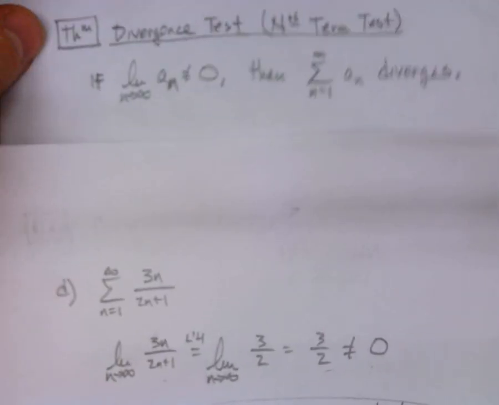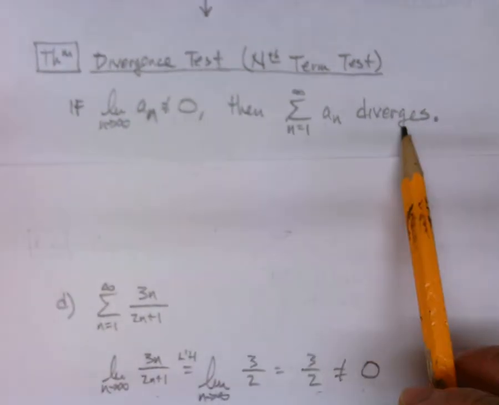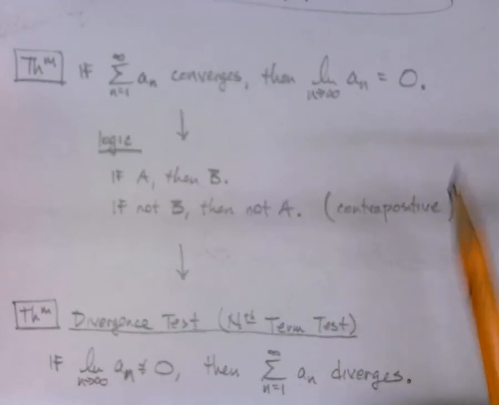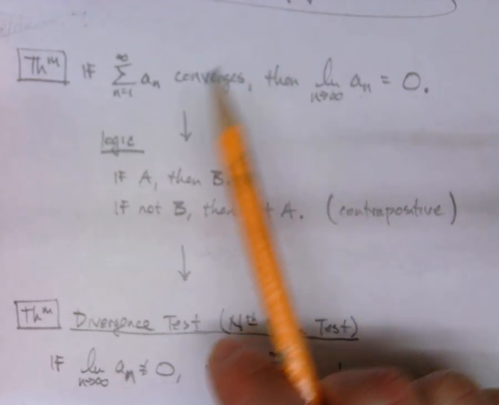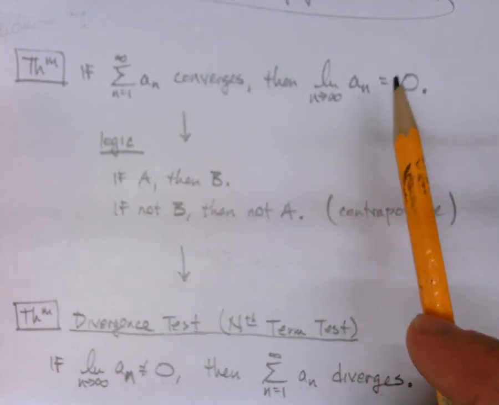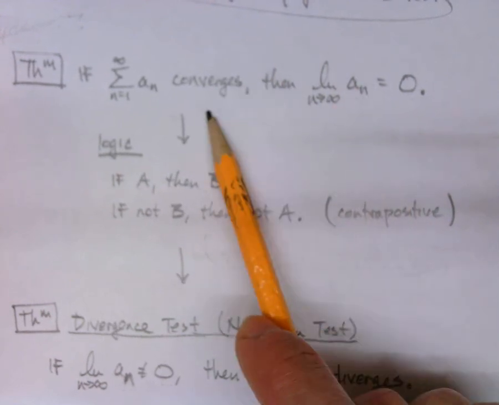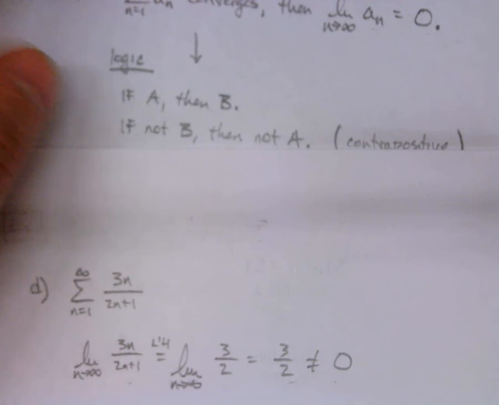Now, people like to think that they have an answer, but let's go back to the divergence test. If it doesn't equal 0, I know that it diverges. But if it does equal 0, this prior theorem does not work backwards. If it converges, then I know that the terms go to 0 follows. But if the limit is 0, I have no idea. It might still diverge.